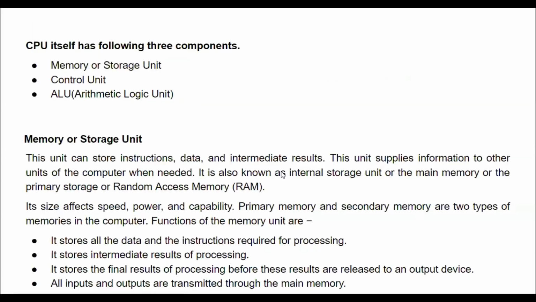So the CPU itself has the following three components. You have the memory or the storage unit, the control unit, and the arithmetic logic unit. So the memory or the storage unit can store instructions, data, and intermediate results. This unit supplies information to other units of the computer when needed.